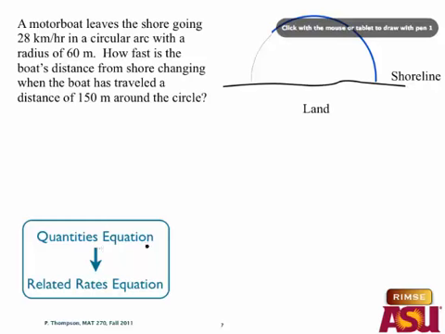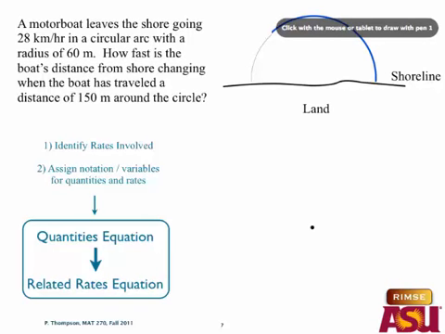Here's what I recommend. In order to figure out what the quantities equation is, here's the startup. Identify all the rates that they're talking about in the problem, and then based on that, assign notation and variables for all the quantities and rates. So x, y, z, s, r, dx/dt, dr/dt, dA/dt. Once you've got your notation assigned and you know what rates are involved, write the equation that brings together the accumulating quantities, and then take the derivative to get the equation that relates the rates of change.